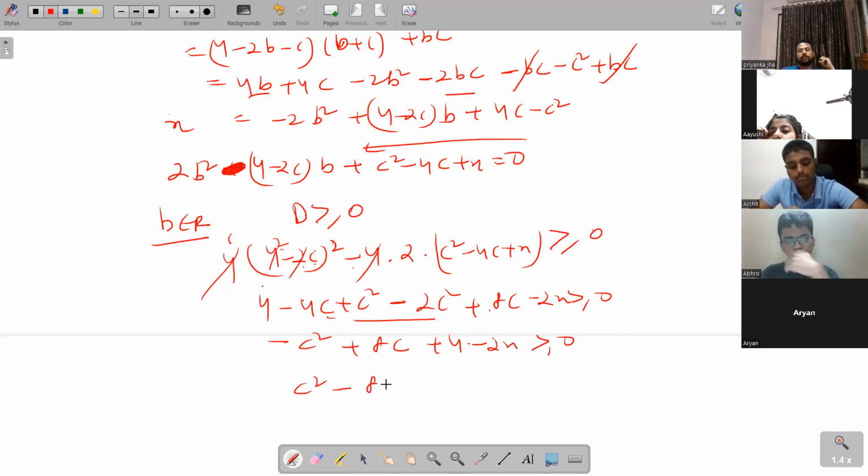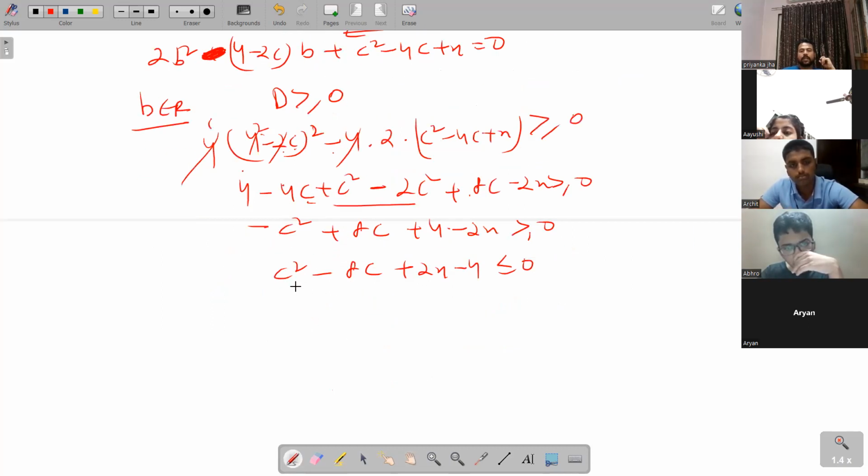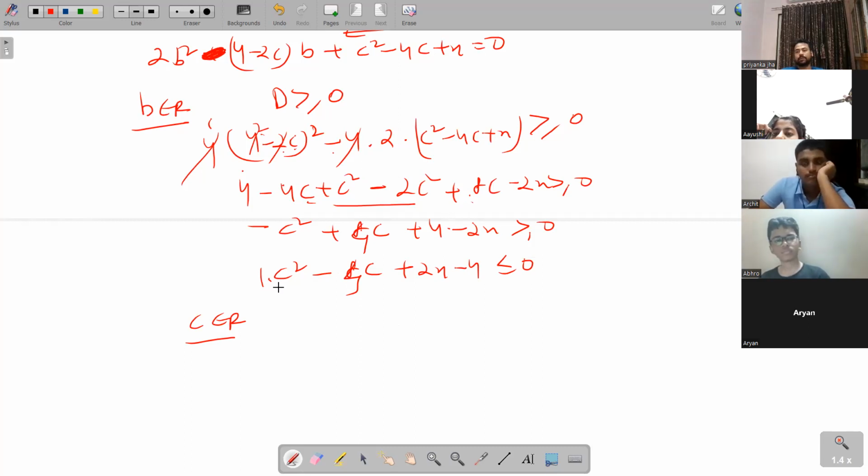Multiply by the negative sign. It will become like this. Now you can see that you have got a quadratic in C. C is a real number and you have a quadratic in C. The leading coefficient is positive, right? So the leading coefficient is positive.